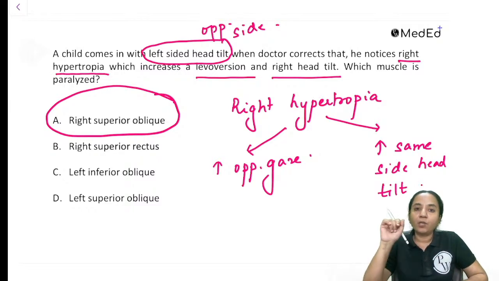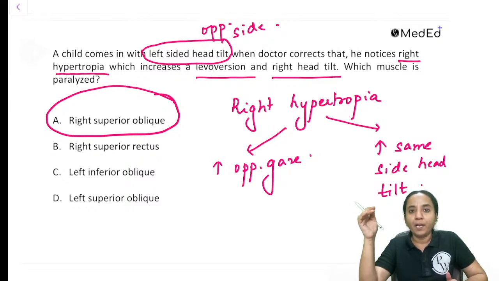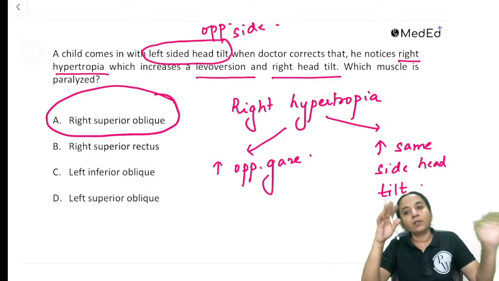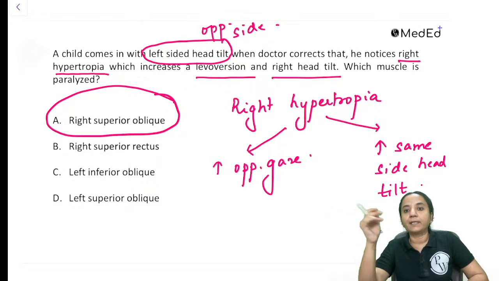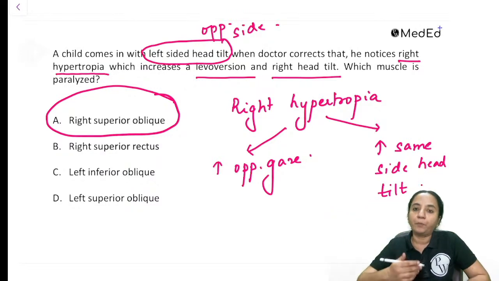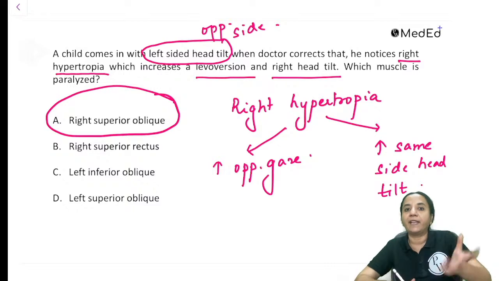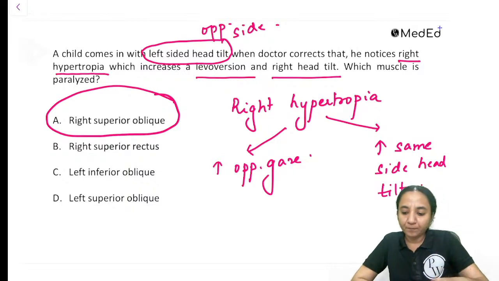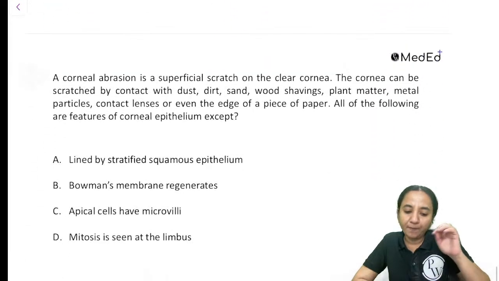So see, in this question, what is given? There's a right hypertropia which is worsening on levoversion, meaning opposite side gaze, and on right sided tilt, that is same sided tilt. And precisely that's why the patient tilts the head to the opposite left side. So the answer is right sided superior oblique. Okay, let's go to the next question.